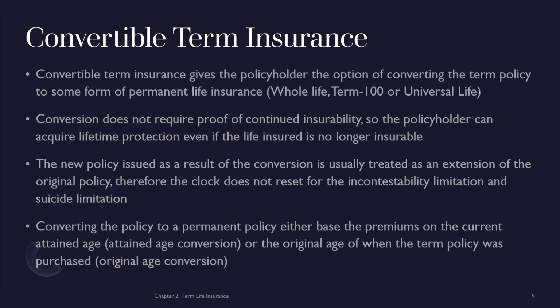And converting the policy to a permanent policy either bases the premiums on the current attained age, which is the attained age conversion, or they would base the new policy premiums on the original age of when the term policy was purchased, and this is original age conversion. Obviously, if they do base the premiums on attained age conversion, then the premiums will be much higher when they do convert it to the permanent policy. And then on top of that, permanent insurance tends to be much more expensive than term insurance anyway.